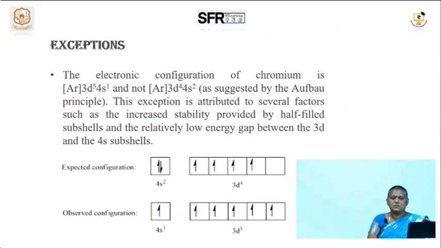There are certain exceptions. Let us look into the electronic configuration of chromium. The electronic configuration of chromium is argon as the inner core, and the valence shell will contain 3d5 electrons and 4s1 electron, and it should not be like argon as inner core with 3d4 and 4s2 as suggested by the Aufbau principle. The exception is attributed to several factors such as the increased stability provided by the half-filled subshells and the relatively low energy gap between the 3d and the 4s subshells.